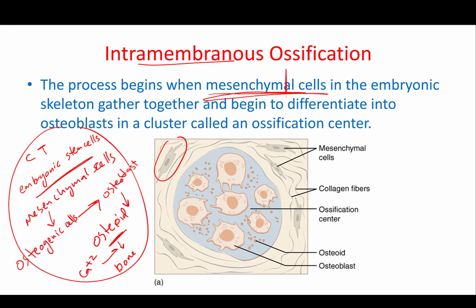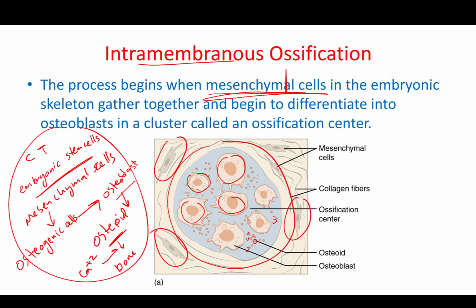So we have some mesenchymal cells. They're already turned into osteogenic cells, which are not shown here. Then they are turned into osteoblasts. These are the osteoblast cells, and they are producing this osteoid. These little dots are the osteoid. So the place where these cells are located is what we can call an ossification center. In an ossification center, we have some osteoblasts producing osteoid. Now, if there is calcium around it, it will turn the osteoid into bone.